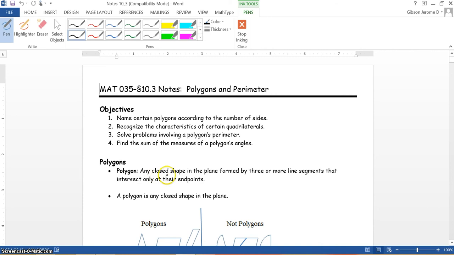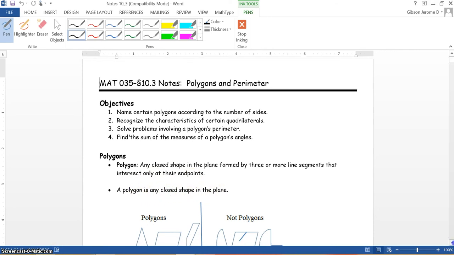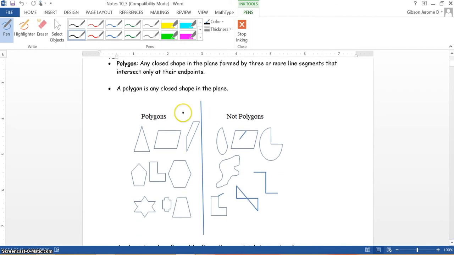Polygons. A polygon is any closed shape in the plane formed by three or more line segments that intersect only at their endpoints. So we scroll down here and take a look at a few polygons, and things here that are not polygons.